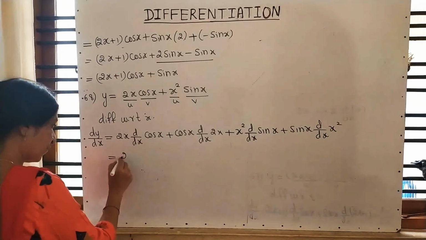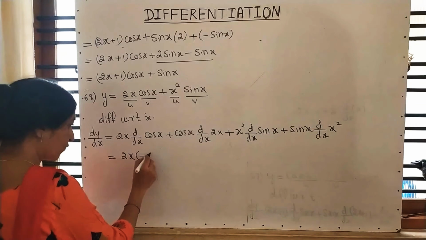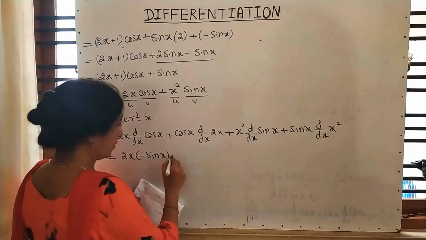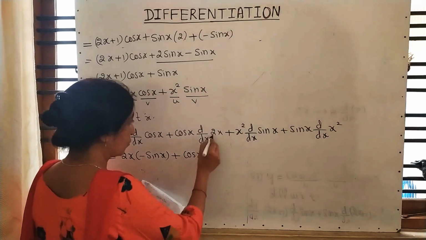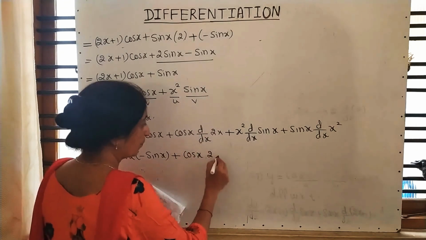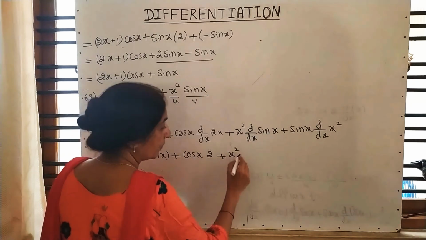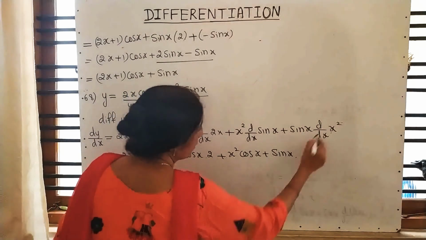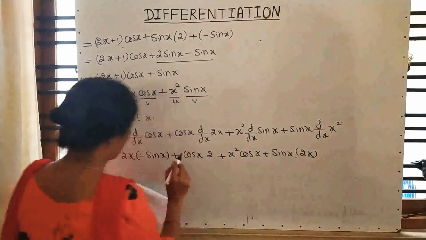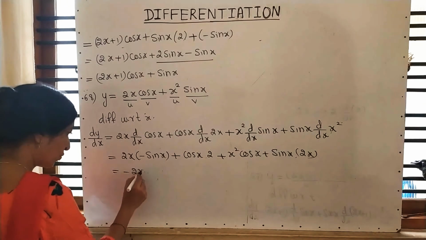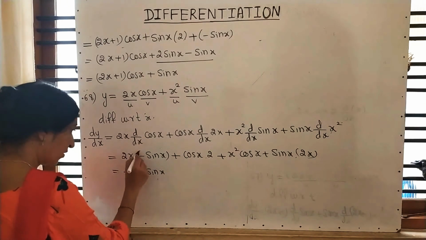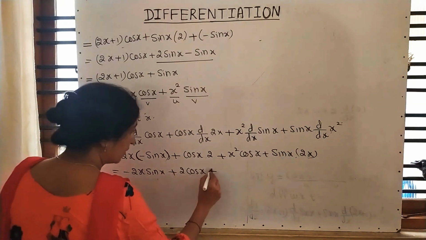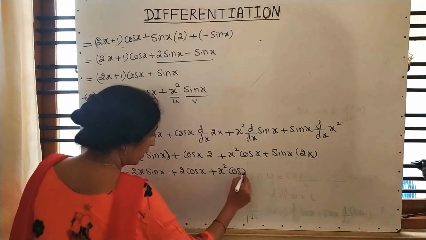See, this is before differentiation, 2x as it is, differentiation of cos x is minus sin x. Because of that minus I am writing in the bracket. Plus cos x, differentiation of 2x is what? 2. Plus x square as it is, differentiation of sin x is cos x. Plus sin x as it is, differentiation of x square is 2x. So it is minus 2x into sin x because of this multiplication. Plus 2 into cos x plus x square into cos x.